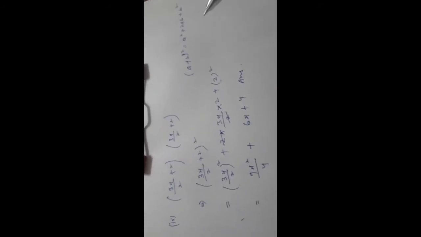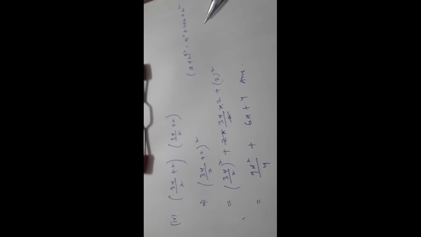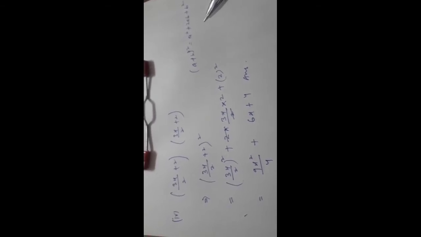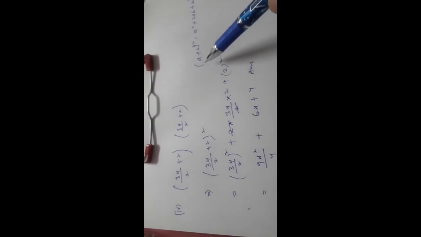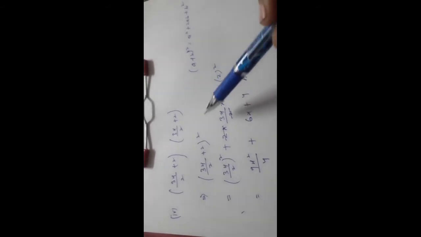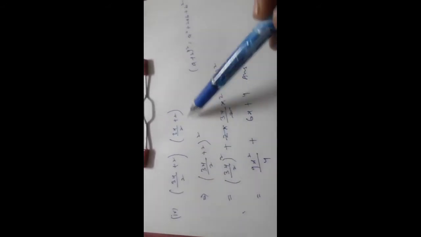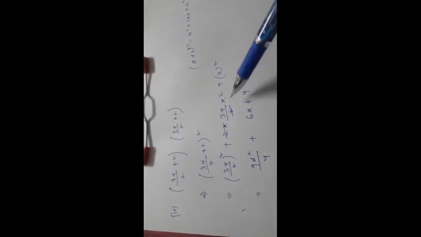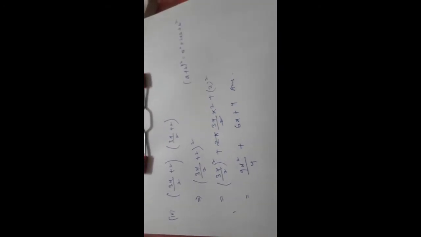In all the parts of question number 1, we are using the identity a plus b whole square, which would be equal to a square plus 2ab plus b square. So we have to solve our expressions in this way only. Now come to the fifth part.